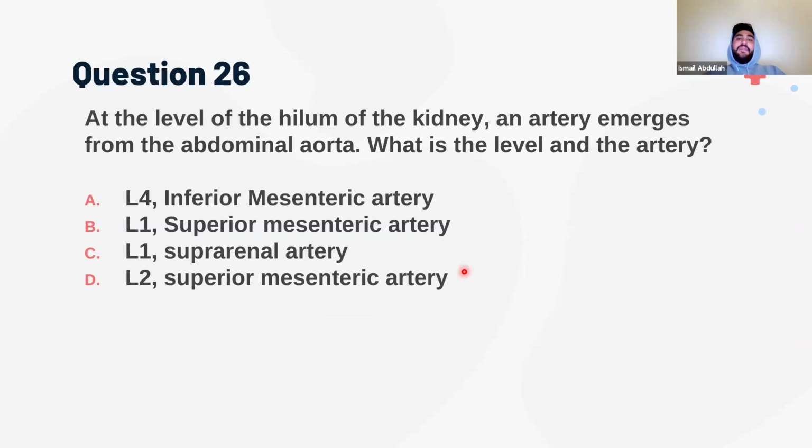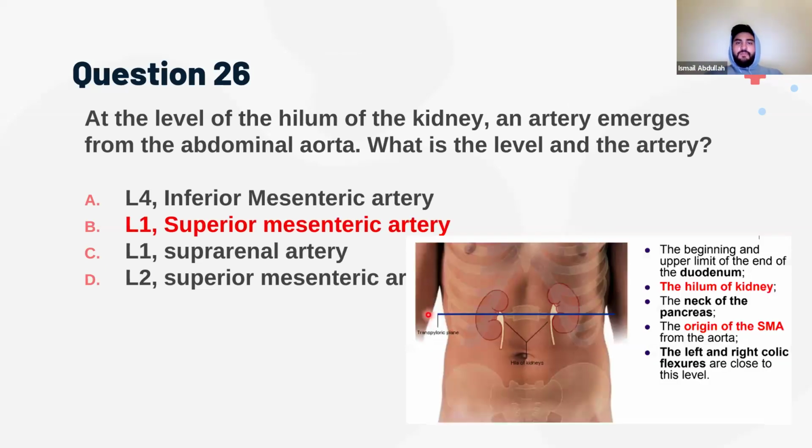All right. So at the level of the hilum of the kidney, an artery emerges from the abdominal aorta. What is the level and the artery? Yep, it's going to be B. So there is this transpyloric plane. Actually, let me show you. Yeah, so this is the transpyloric plane. And along this plane, at the level of L1, there are multiple structures that emerge. The hilum is one of them, and of course, the origin of the superior mesenteric artery. Cool.